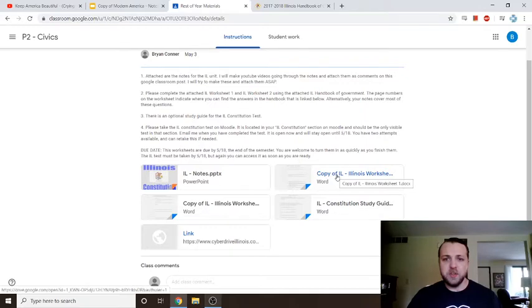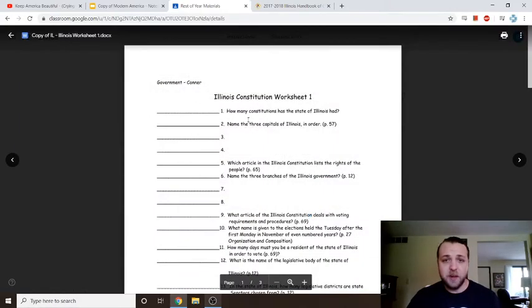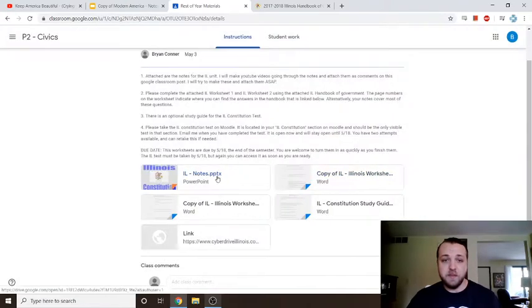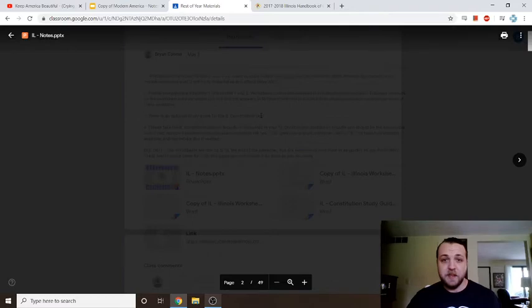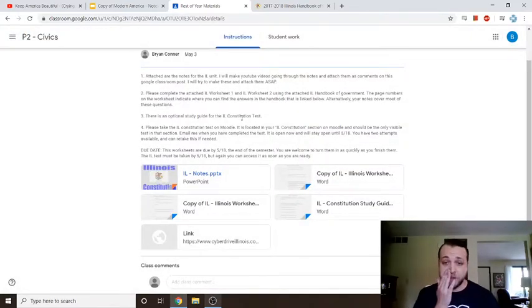So go through, do those 2 worksheets. You could also complete these using the notes. It goes pretty well in order too. So even this first worksheet, question 1, is like one of the very first slides in this thing. How many constitutions have we had? We've had 4 constitutions. The current one went into effect in 1970. So we've had to update our constitution as a state routinely. So you can find answers to these questions in the notes as well.